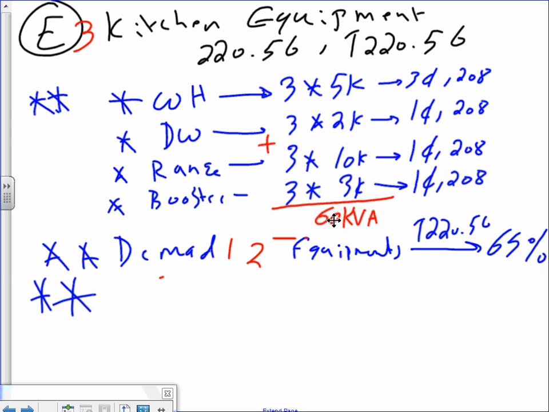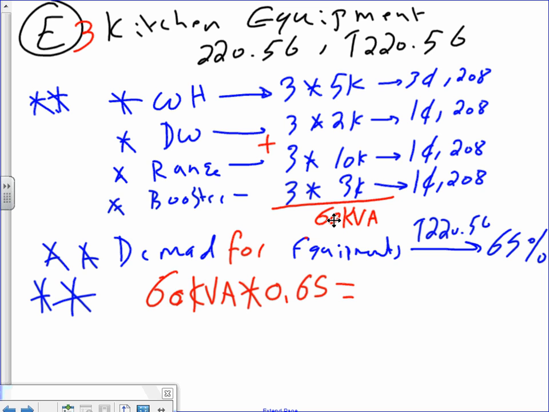Okay, demand factor. So let's go to the demand factor for equipment, 220.56. Do we have six or more, right? Obviously we have more than 12 equipment. Everybody can see how many equipment we have? We have 12 equipment. So now, gentlemen, you take your 60 kVA and multiply it by 0.65, and that will give me a healthy 39 kVA. You highlight this and you star it.